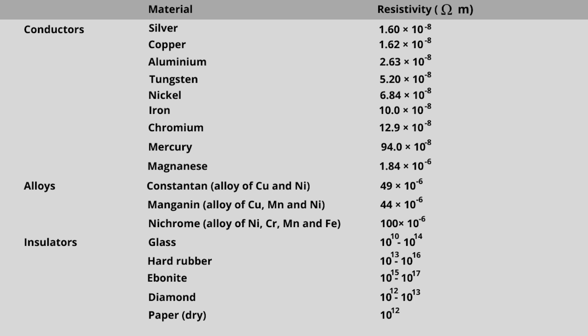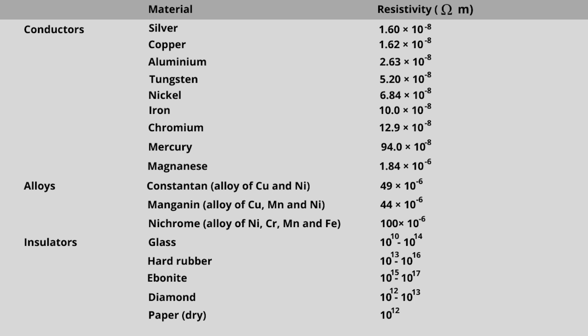Then chromium has a resistivity of 12.9 into 10 to the power minus 8 ohm meter. Mercury has a resistivity of 94 into 10 to the power minus 8 ohm meter, and manganese has a resistivity of 1.84 into 10 to the power minus 6 ohm meter. Then we'll come to the section of alloys. Constantan is an alloy, a combination of copper and nickel, and has a resistivity of 49 into 10 to the power minus 6 ohm meter.